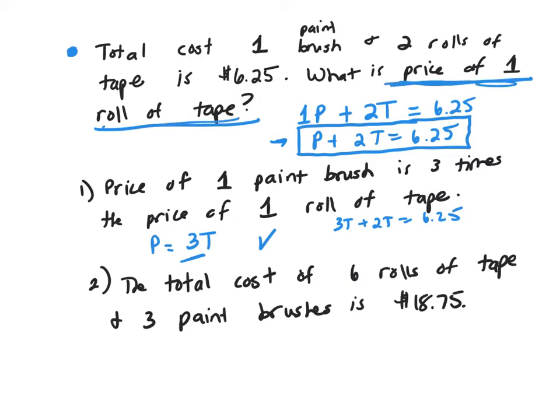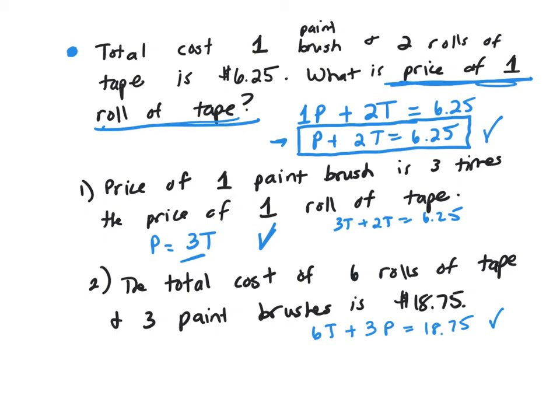So clue 1 works. Clue 2, the total cost of 6 rolls of tape, so 6T plus 3 paintbrushes, 3P, equals $18.75. And you might be thinking, well, great, I've got this equation and this equation. Now remember, you forgot about clue 1. When you went to clue 2, you forgot about clue 1.